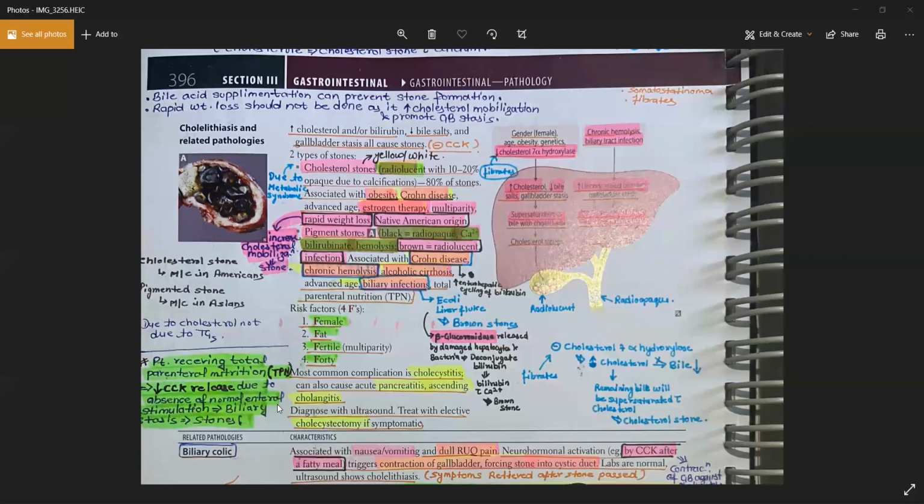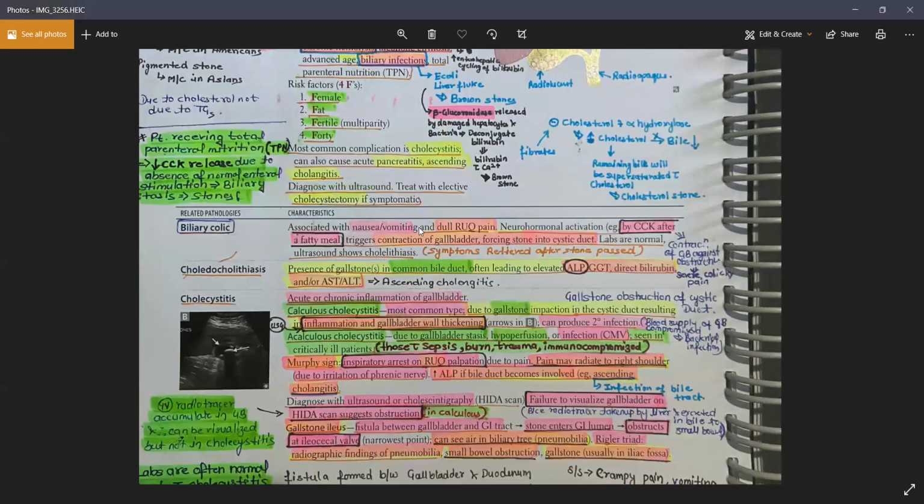Okay, so that's all about this paragraph. You need to remember the two types of stones, why the stone formation is occurring, the risk factors, the complications, and the treatment. Now let's discuss the complications.